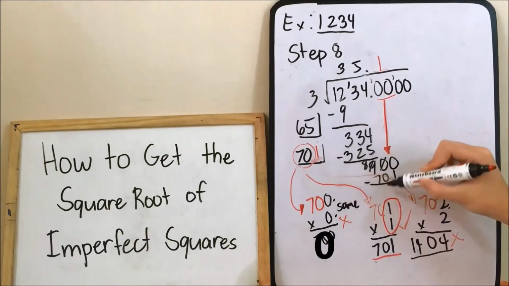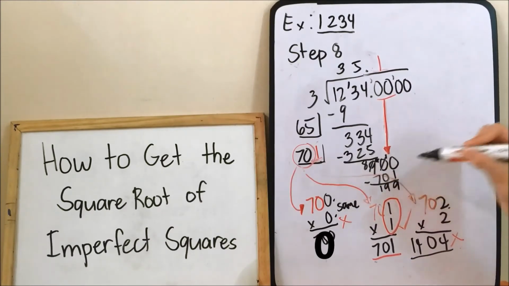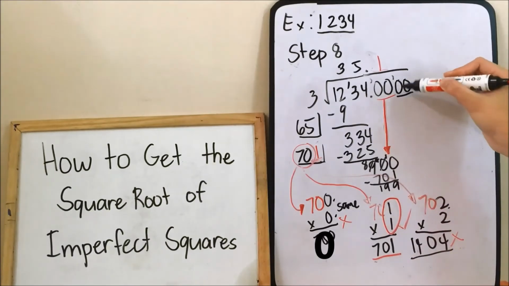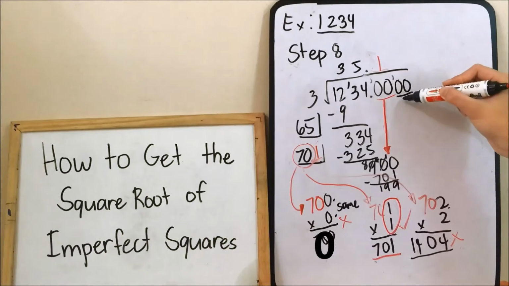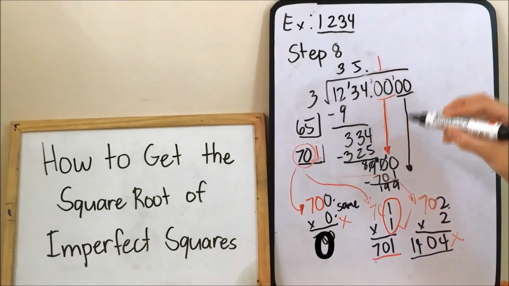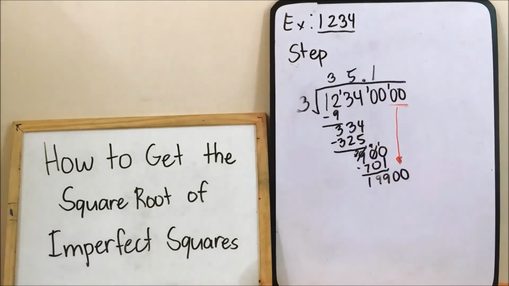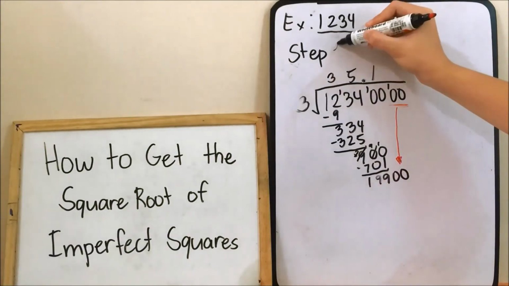That makes 199. And then we will bring down this 0, 0 over here, our fourth pair. So it becomes 19,900. Now let's move on to our next step, step number 9.